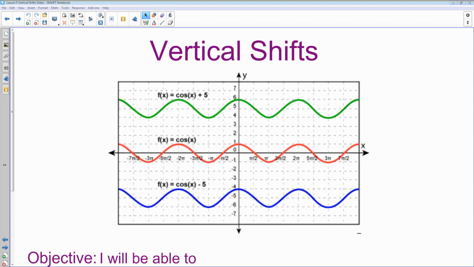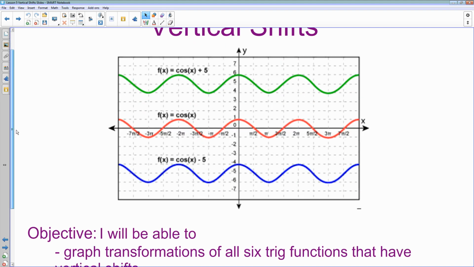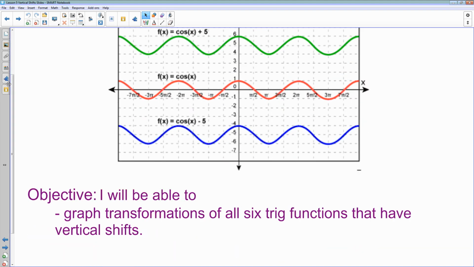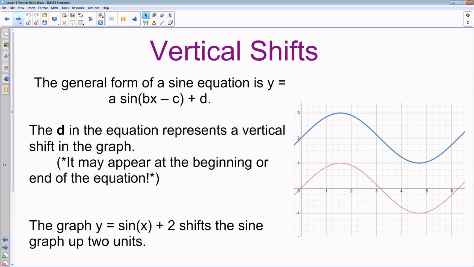Hey everyone, today we're going to be talking about vertical shifts. We're actually going to be talking about phase shifts and vertical shifts together as opposed to just focusing on vertical shifts, but a few of our graphs will just be vertical shifts. So we're going to definitely transform some trig graphs today. So let's talk about vertical shifts and what they look like.